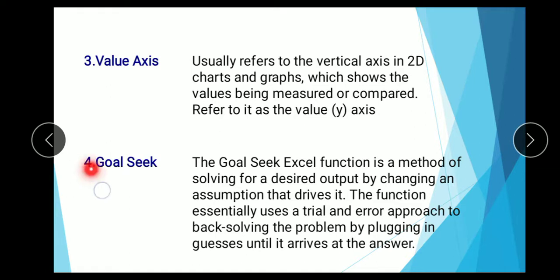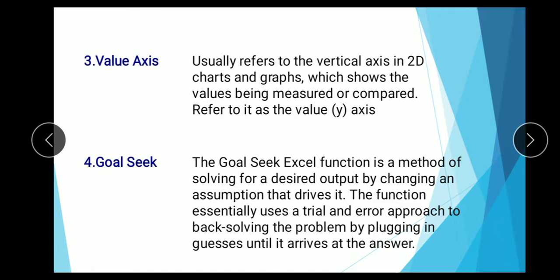Next one, goal seek. The Goal Seek function in Excel is a method of solving for a desired output by changing the assumptions that drive it. It means that through goal seek you can find your desired output. When you make some changes, you find the desired output.